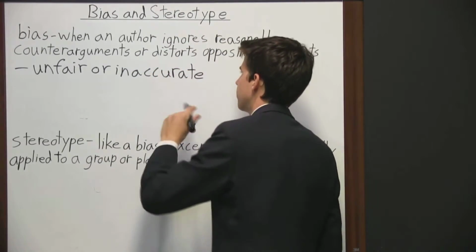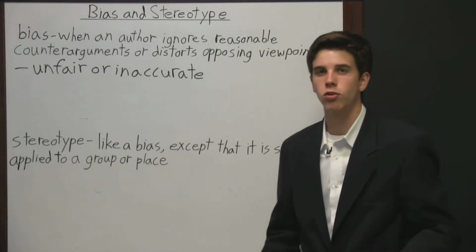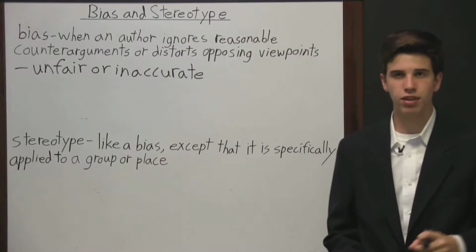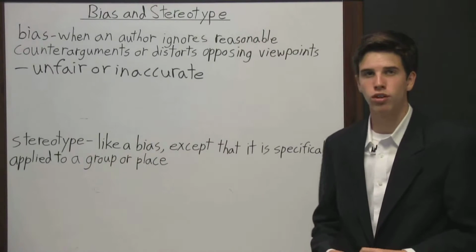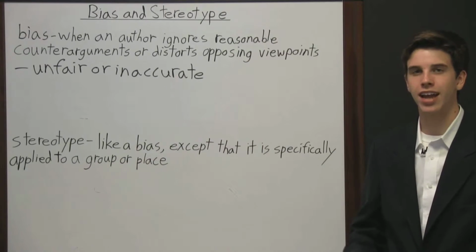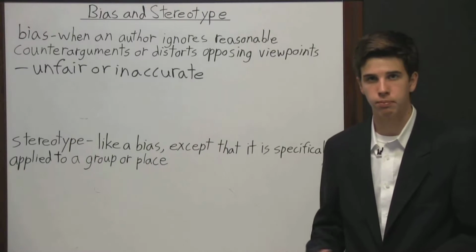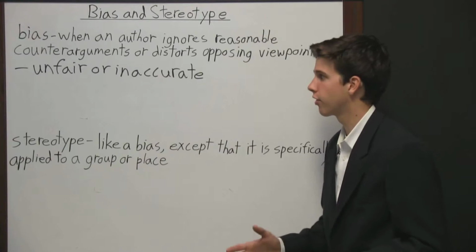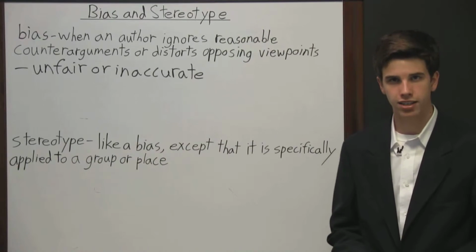So, like I said a minute ago, every author is going to have a point of view, but sometimes an author takes that point of view too far and undermines an opposing argument or is inaccurate in portraying the other argument. And so when that happens, the author is demonstrating a bias.